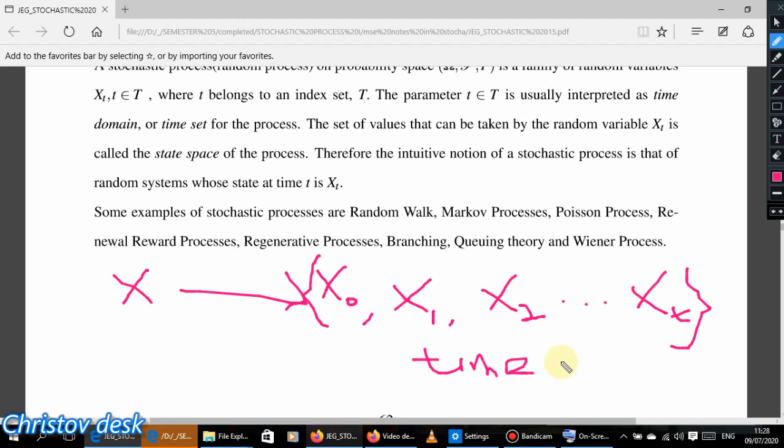So which is indexed by time, and then we will call this one a stochastic process because it's a family of random variables, but this is just a single random variable, but this is a series or sequence of random variables, or family of random variables, and they are indexed by time. Okay, so that's the definition of a stochastic process.